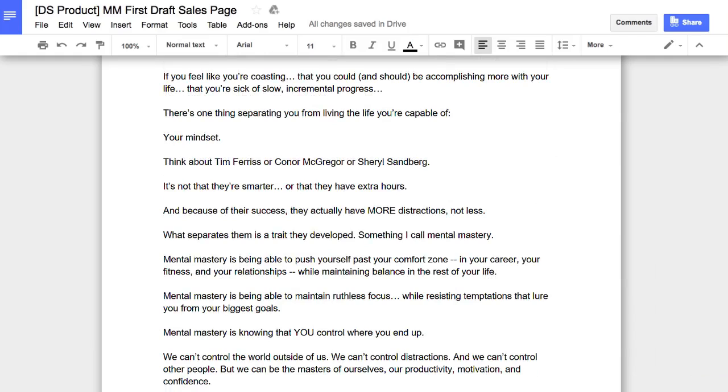Number 5, reveal the solution. What are we missing? There has to be something deeper. Well, now it's time to show them what does work. This is where we reveal the solution that our product is designed to provide. And in this case, it's a shift in mindset, or what we call mental mastery. There's one thing separating you from living the life you're capable of, and that's your mindset. Think about Tim Ferriss or Conor McGregor or Sheryl Sandberg. What separates them is a trait they developed, something I call mental mastery.